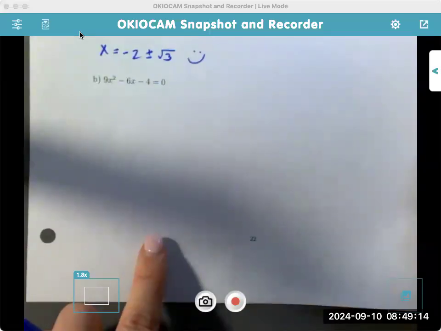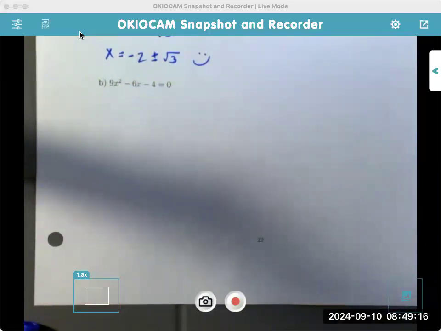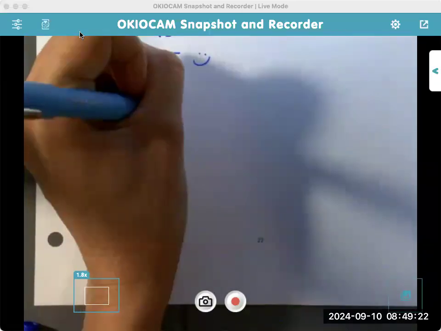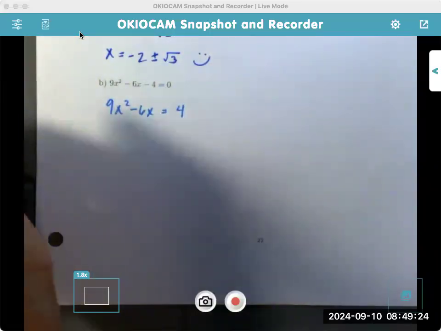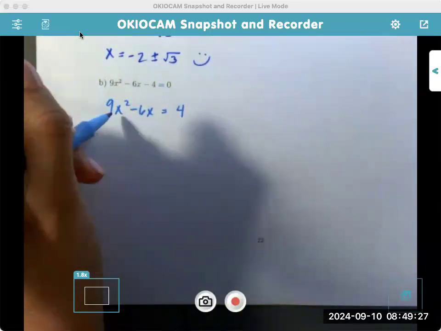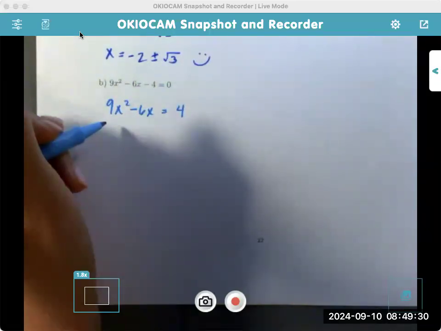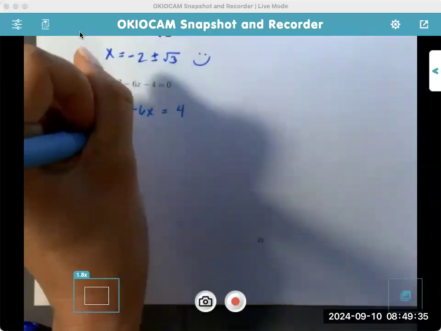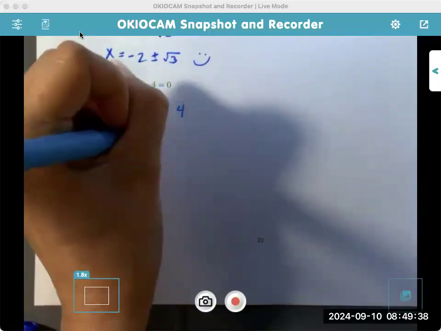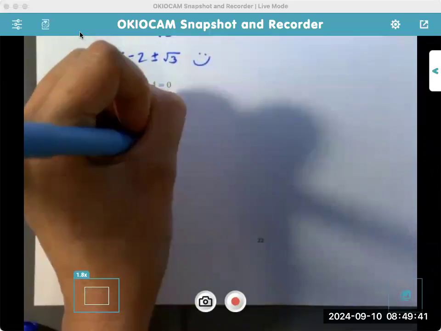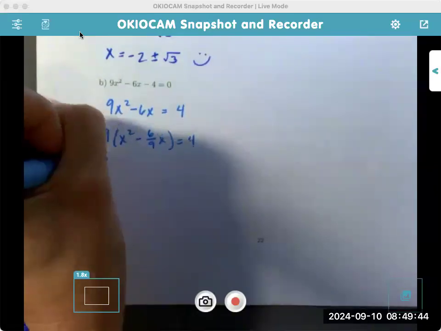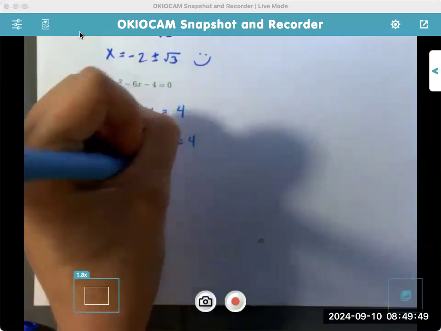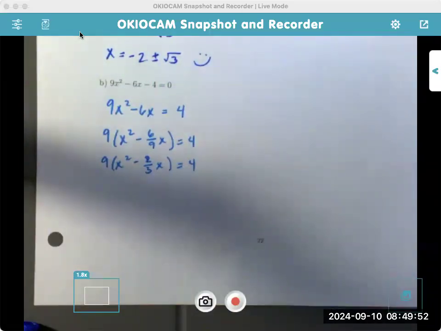Okay. So let's try this one here. Again, we want just x's on one side, numbers on the other. So 9x squared minus 6x equals 4. Here we have to have the x squared term to be 1. So that means we want to factor out the 9. So I have 9 times the x squared minus 6 over 9x equals 4. But this is also 9 times x squared minus 2/3 x equaling 4.